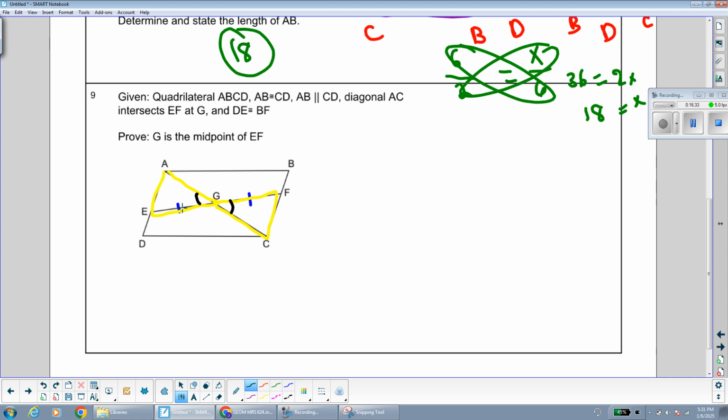And remember, we can't use these. I'll erase these for now. That's what we want to get, but we don't know it right now. That's what we want to get with CPCTC.